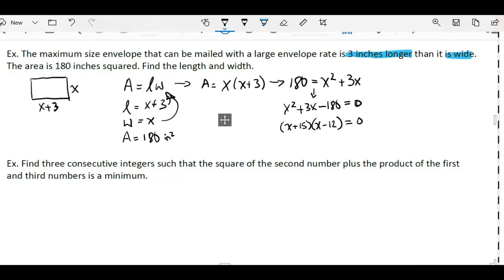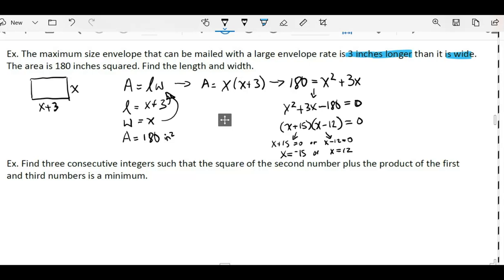And so we set each of these factors equal to 0. X plus 15 equals 0, or x minus 12 equals 0. Subtracting 15 from both sides on the left equation gives us that x equals negative 15. And adding 12 to both sides on the equation on the right gives us that x equals 12.